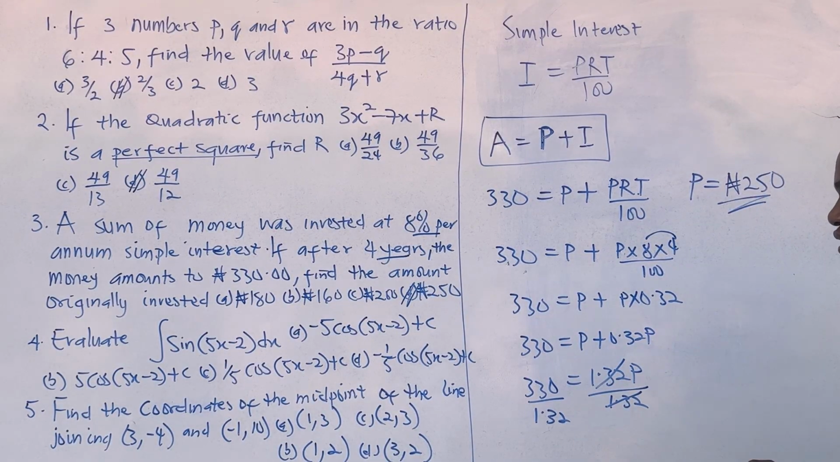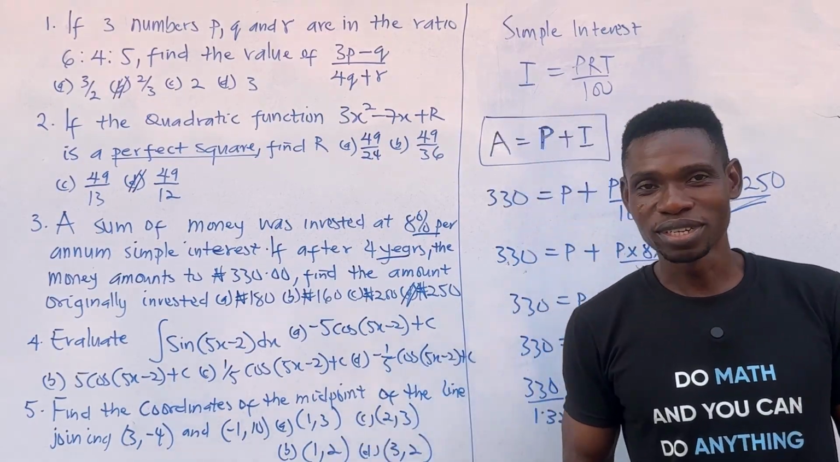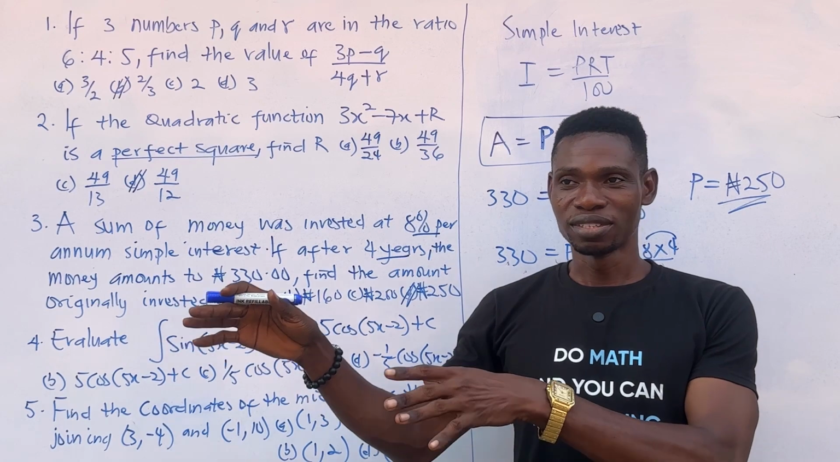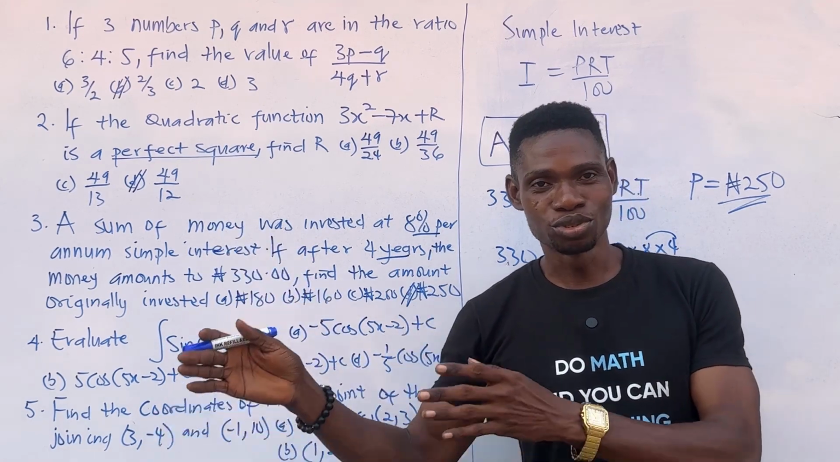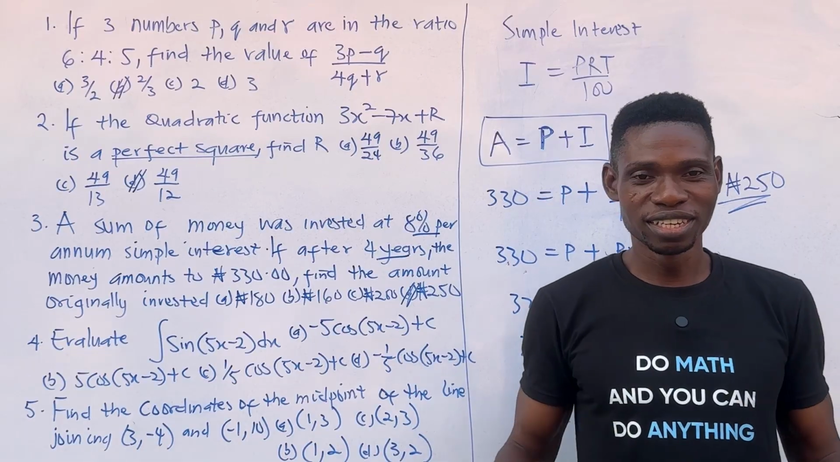Okay, so UTME mathematics is not difficult. You just need to learn the topics and understand them well, which is what we've tried to achieve with all the series we've been taking from 1 to 64. So from 65 down to 100, we're just solving questions.